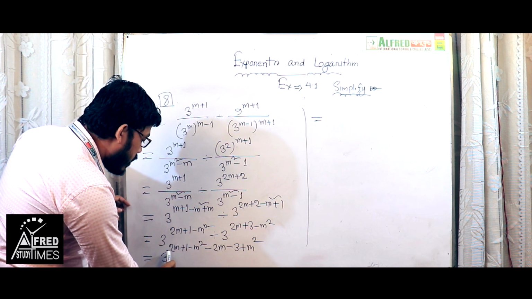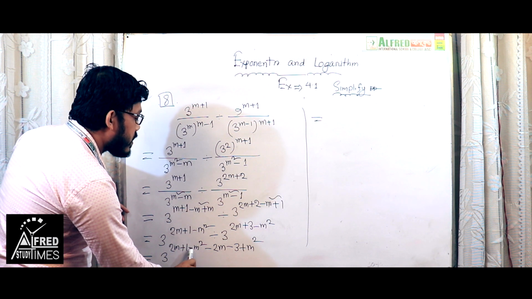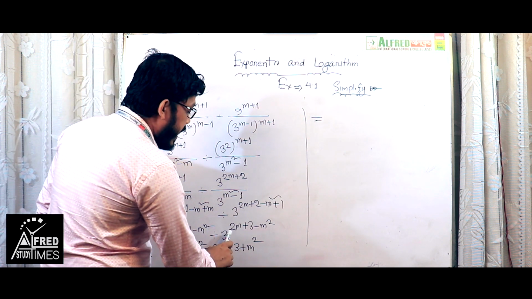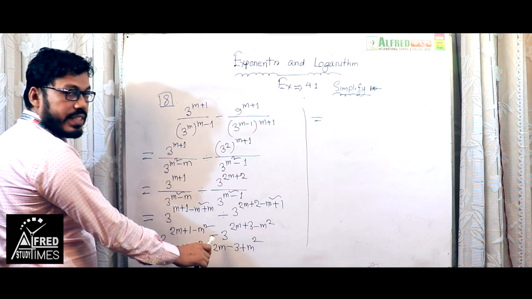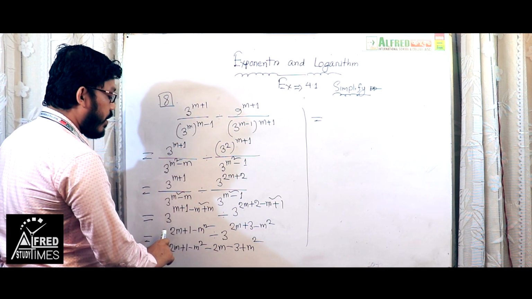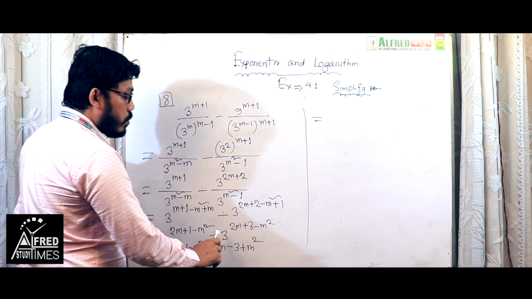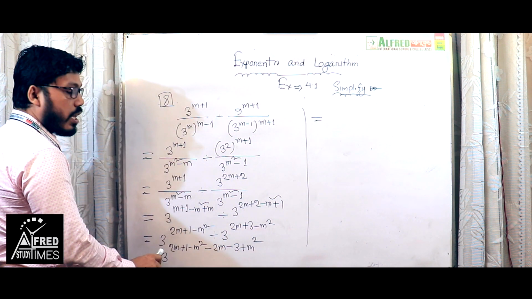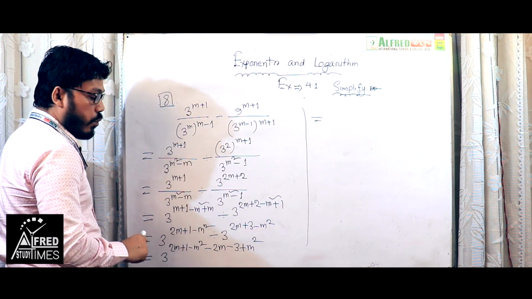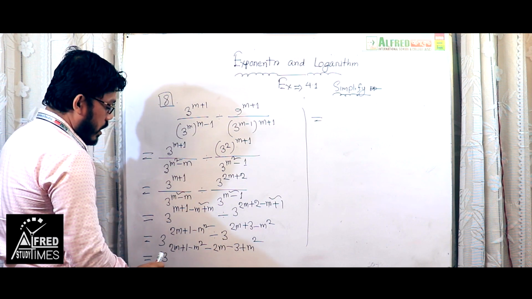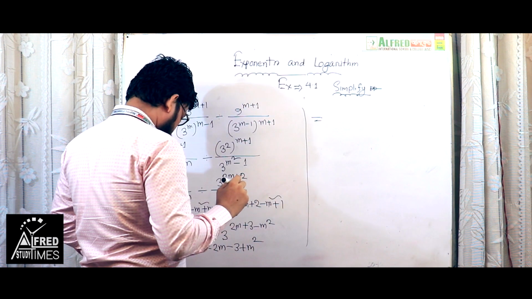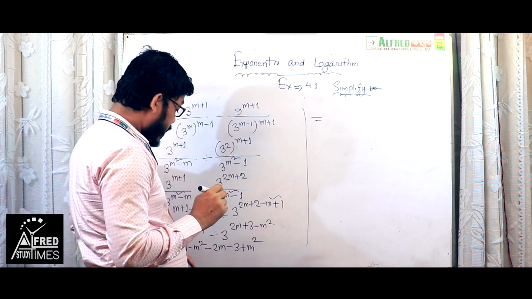Next, 3 with power 2m plus 1 minus m square. This is the first base and we get another base. Both bases are same, so we can subtract the power of second base from the power of first base. This is a fixed rule of exponents chapter, that's why we can use the rule. So now we are going to solve the rest part of the math.